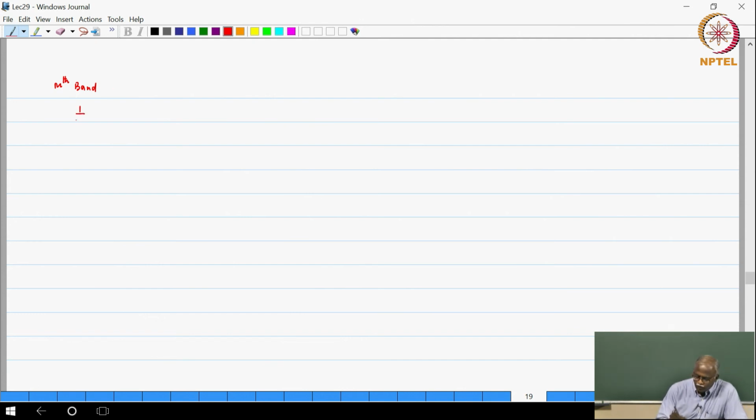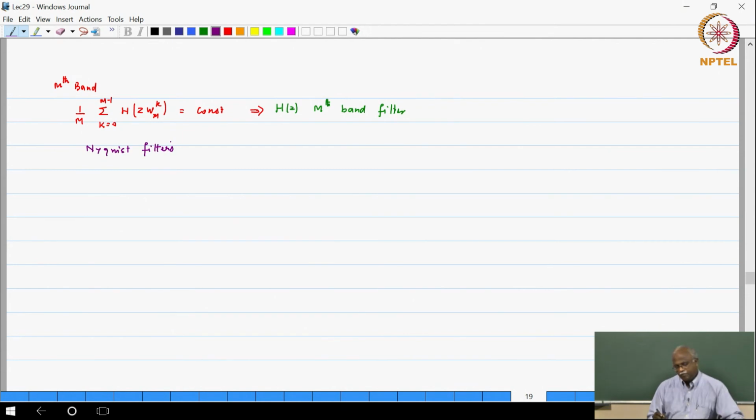So, 1 over m summation k equal to 0 to m minus 1 h of z w m k. If this is equal to a constant, then we call h of z as a mth band filter. Okay. So, we showed that Nyquist filters satisfy this property. Nyquist filters which are used in our interpolation are actually the ones that will satisfy the mth band property.